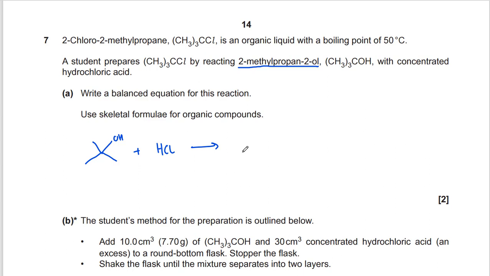So again, just do it as a 1, 2, 3. That's propane, 2-methyl, 2-chloro. And, okay, we are making something else because the OH has got to go somewhere, and this H has got to go somewhere, so we also make H2O. So again, 2 marks for this.